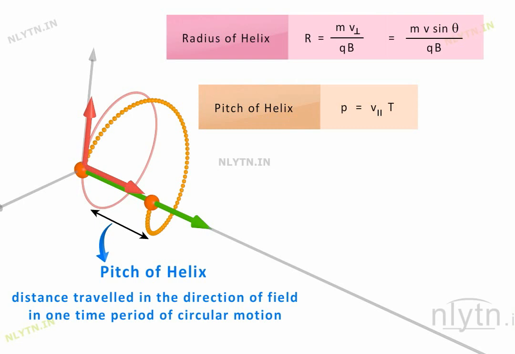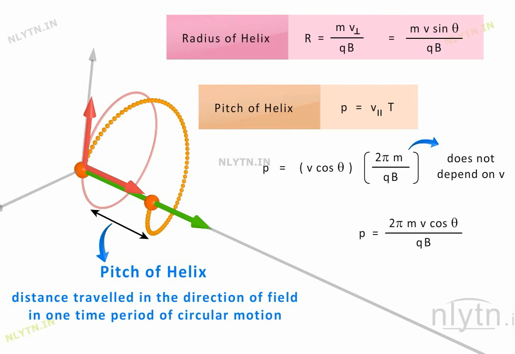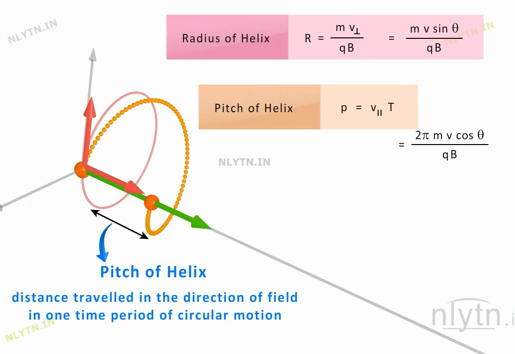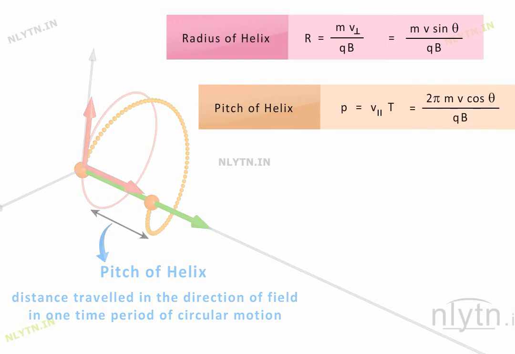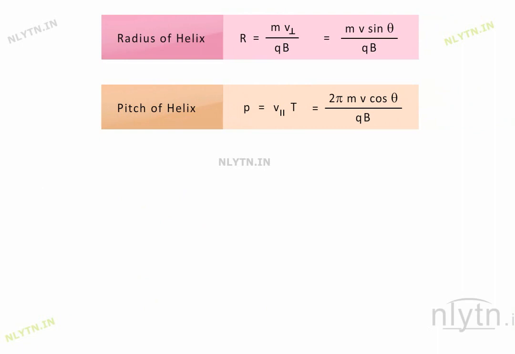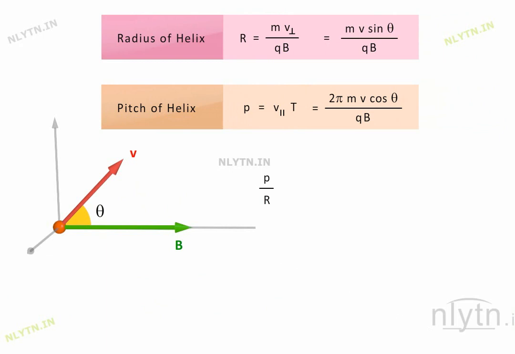Here time period of circular motion does not depend on the velocity of particle. Therefore, pitch of helix depends only on the parallel component of velocity. So for the given velocity and angle, ratio of pitch to radius of a helix will be equal to this term.